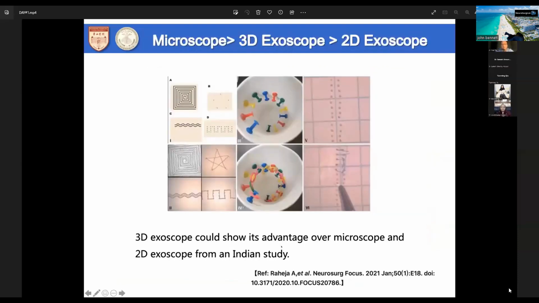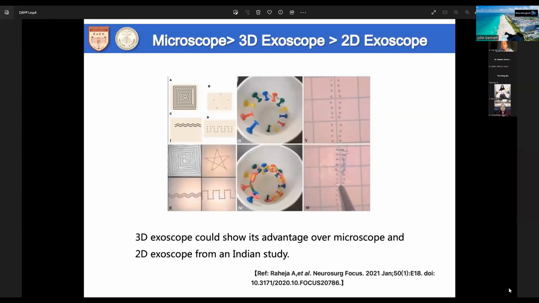This is a paper from an India group. They think the microscope is better than the 3-dimension exoscope and also better than the 2-dimension exoscope. And in China, a Chinese group from Tianjin, Professor Yue, reported his experience on giant acoustic neuroma resection with a 3-dimension exoscope.